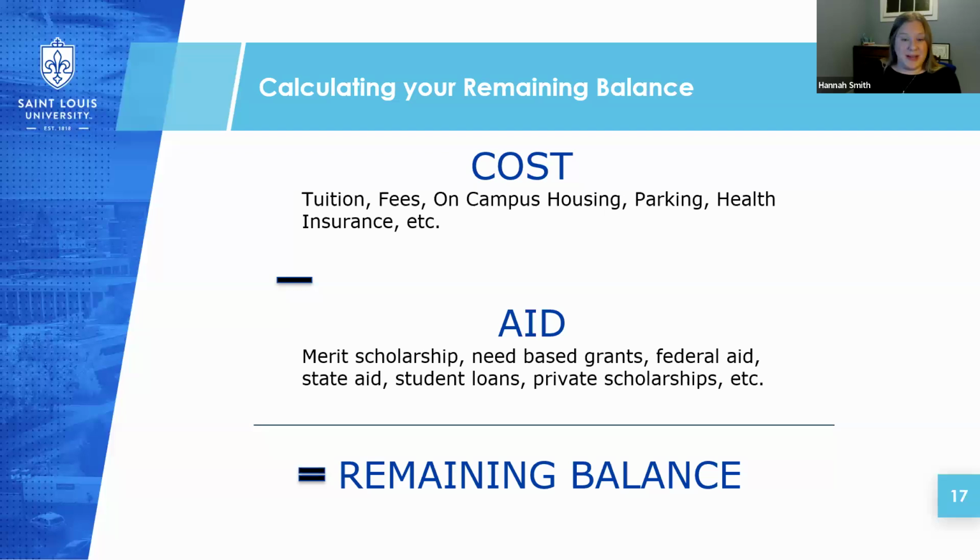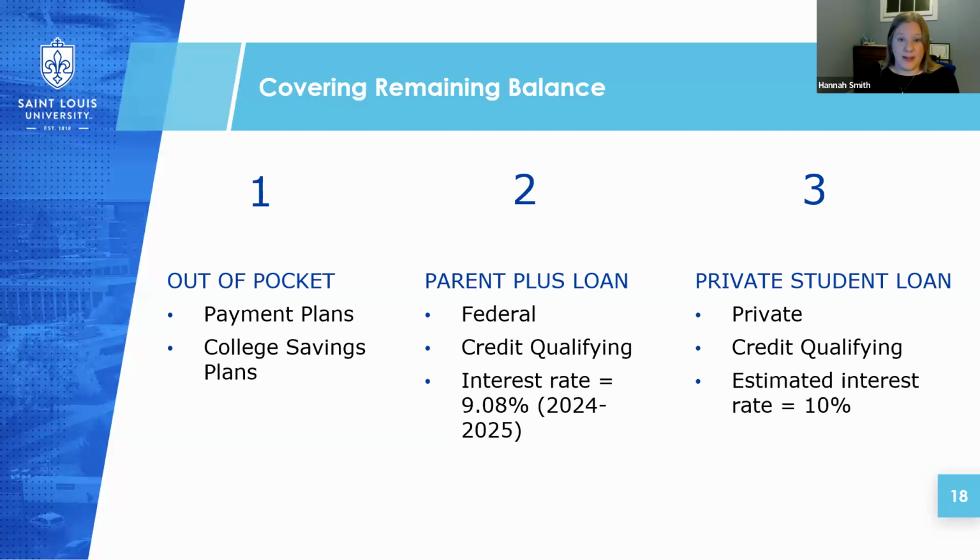This seems kind of elementary, but the financial aid offer is essentially going to show you this calculation, right? It's going to be all of the costs associated with attending that institution, minus all of the aid that your student has been deemed eligible for, and then that remaining balance. So once you have that remaining balance, there's really 3 ways to be able to cover that balance at the institution. The first is out of pocket.